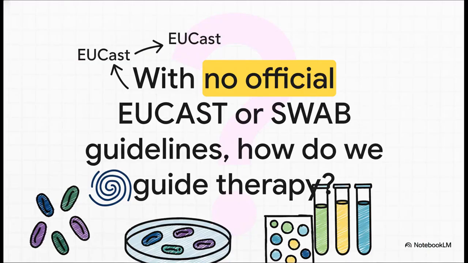And this is the million-dollar question, isn't it? EUCAST has no specific breakpoints for this bug. The Dutch SWAB guidelines don't have formal protocols either. So what are we supposed to do? How can we confidently report susceptibilities and help guide treatment? Do we just use Pseudomonas aeruginosa breakpoints? Or maybe the breakpoints for other non-Enterobacterales? It's a genuine clinical dilemma we face every day.